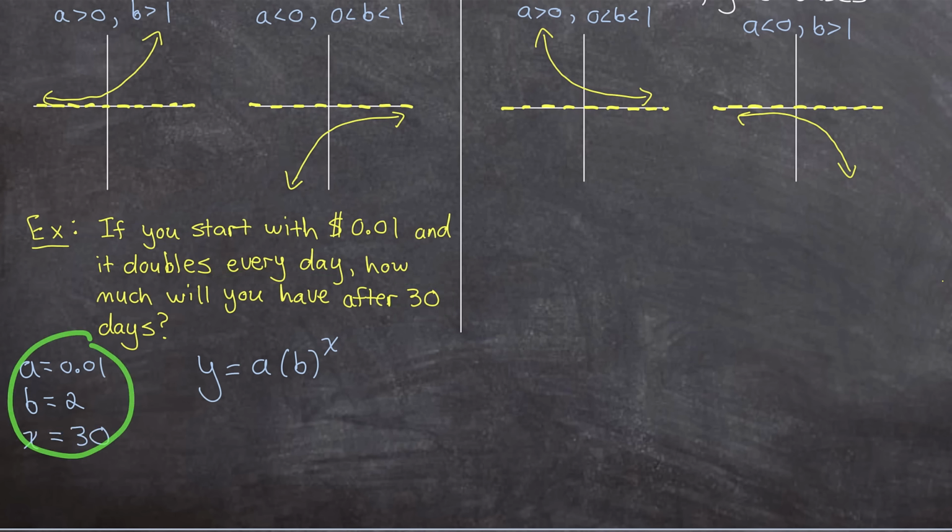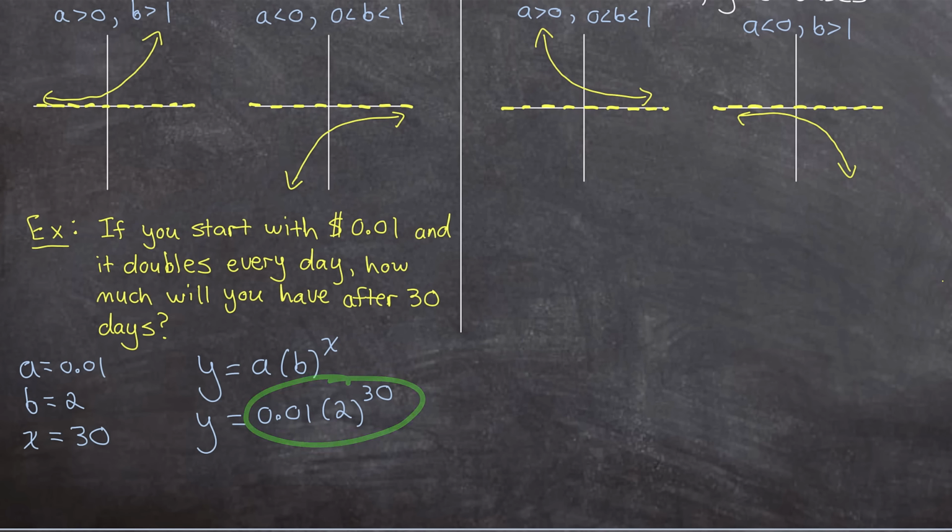If I sub these values into my exponential function, I'll be able to solve for y, which is how much money I have after 30 days. When evaluating this, you're going to see the power of exponential growth. We're starting with a very small amount, only 1 cent, but we're doubling it 30 times, which is going to make that 1 cent grow to over $10 million. It's going to grow to $10,737,418.24. Let's now do an exponential decay example.